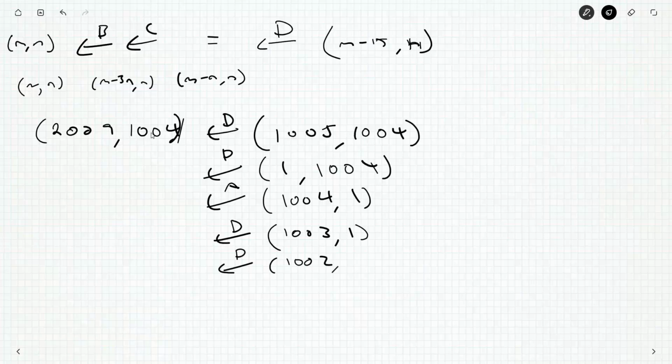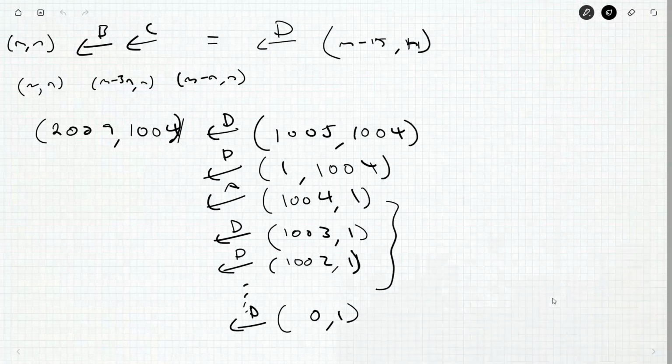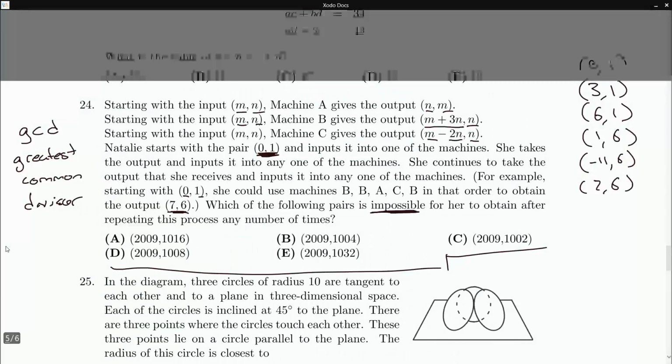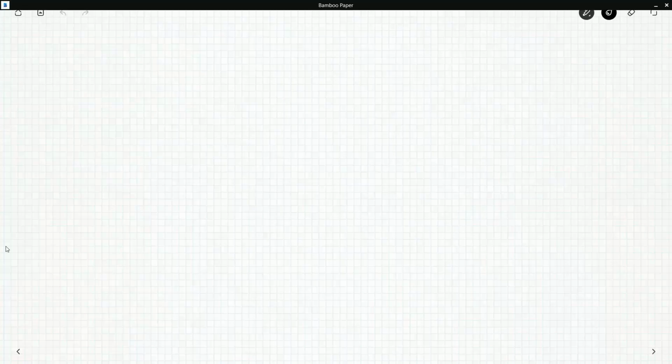And 102. And, well, gosh, couldn't I just do 1,002 more of them? If I keep getting rid of 1, then I'll get 0 and 1. And so now we sort of make another realization. If I get a 1 at any point, I know I can get to 1, 0. Which is pretty nice. Okay, so B is out. How about C? So that's 2009, 1002.